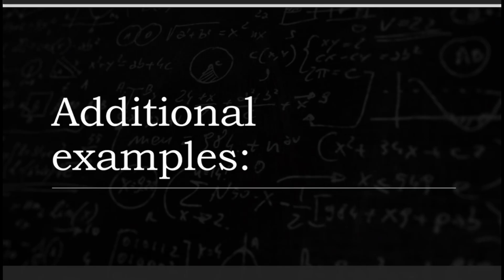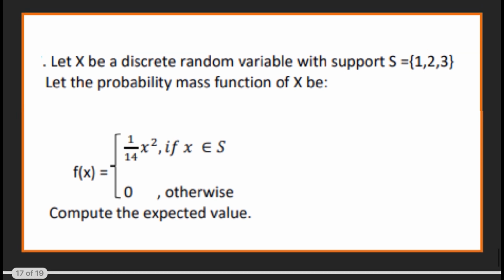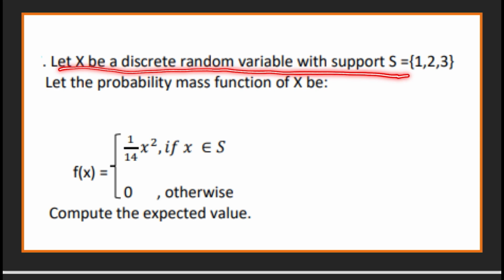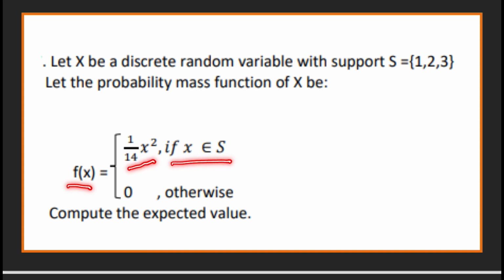Now, let's have an additional example. Let x be a discrete random variable with support S equal to 1, 2, 3. Let the probability mass function of x be f of x is equal to 1 over 14 x squared if x is an element of S, and equal to 0 otherwise. The question is, compute the expected value.